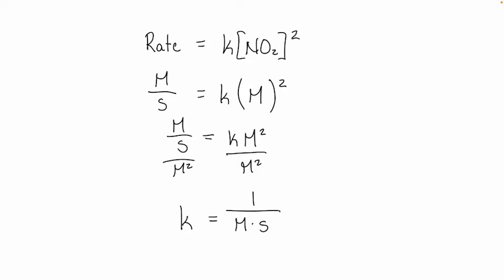And again, it would change if the order of my reaction was different. So we got to look at our specific rate expression to figure out what the units of K are. The other way that you'll see this exact same thing written is M to the negative 1, s to the negative 1. That's the same thing.